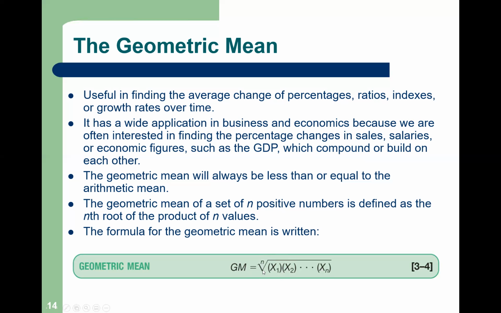The formula is here: geometric mean is equal to the nth root of the product of values. We will multiply each value, and then we will take the nth root of those values. This is not a square root, this is the nth root.